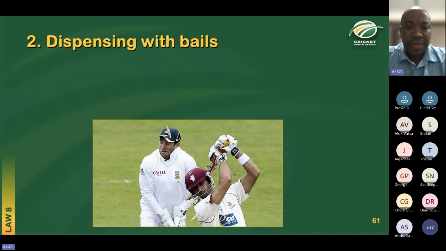Mark Boucher, infamously, in what turned out to be his last game of cricket, was hit in the eye with a bail. The bowler bowled the batter out, and the bail, as you can see, flew off from the top of the stumps and into his eye, and that damaged his eye to the extent that he had to retire from all forms of cricket.